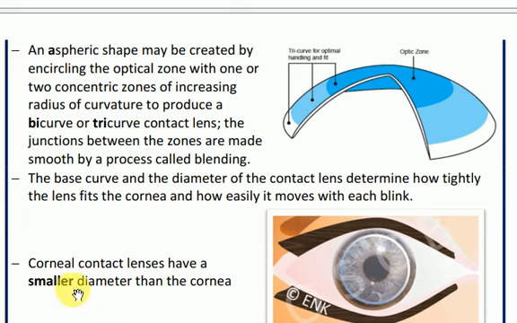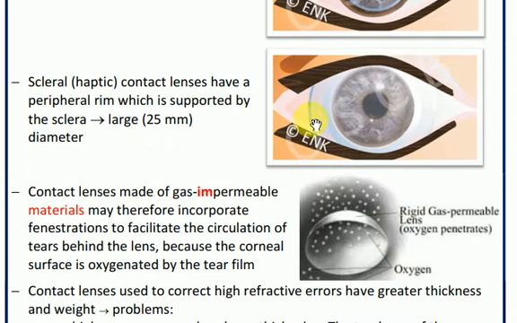Corneal contact lenses have a smaller diameter than the cornea. As you can see in this picture, corneal contact lenses have a smaller diameter than that of the cornea. Scleral haptic contact lenses have a peripheral rim which is supported by the sclera. They are large, 25 mm in diameter.